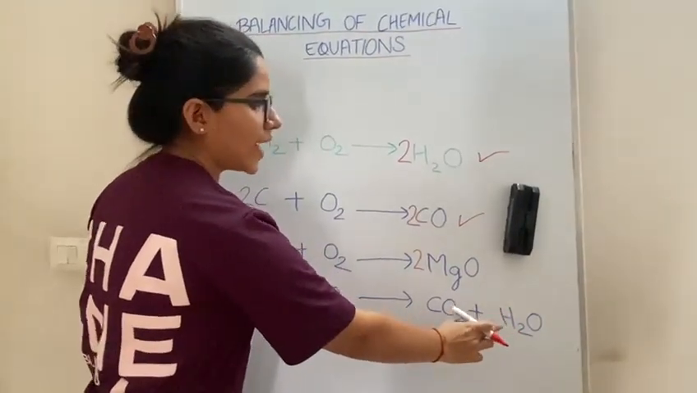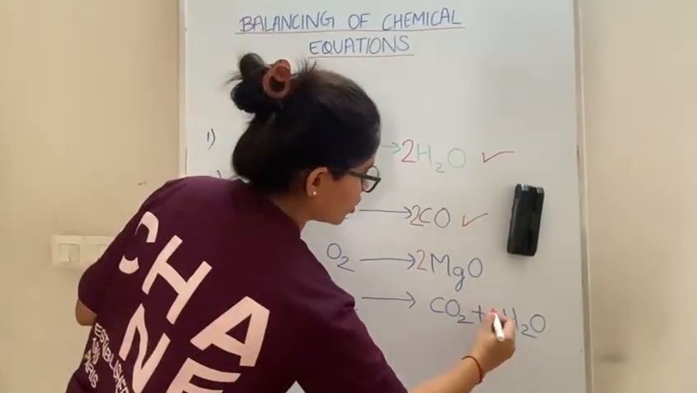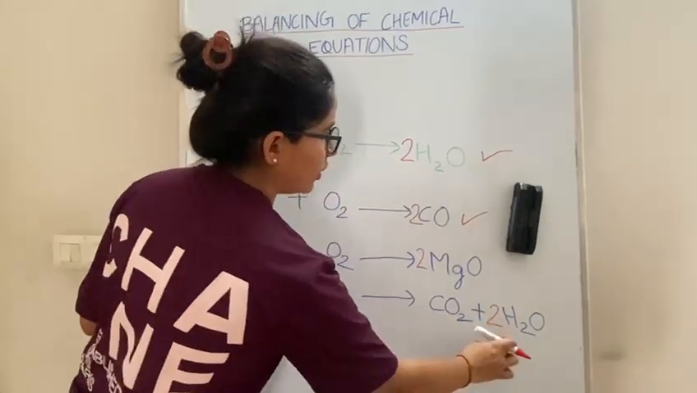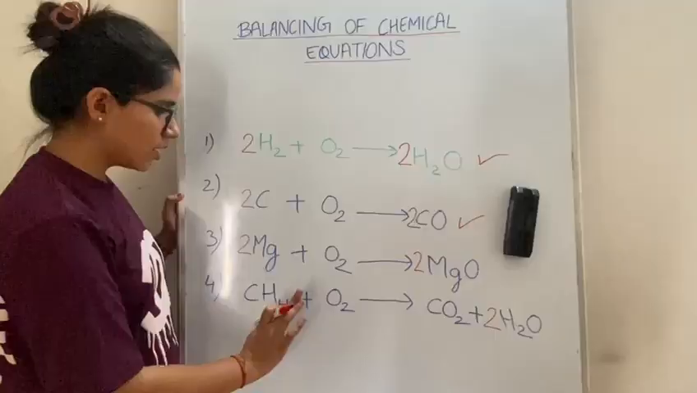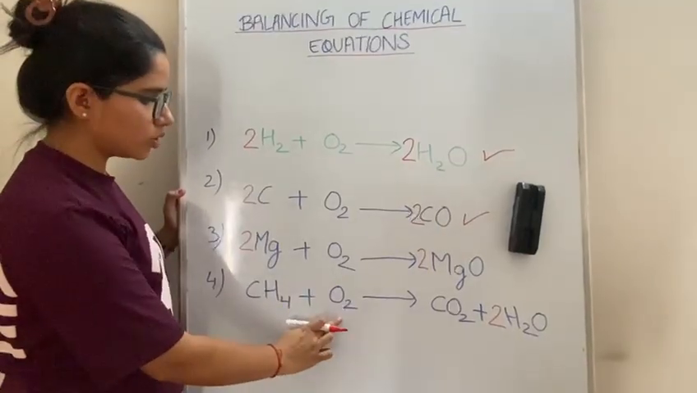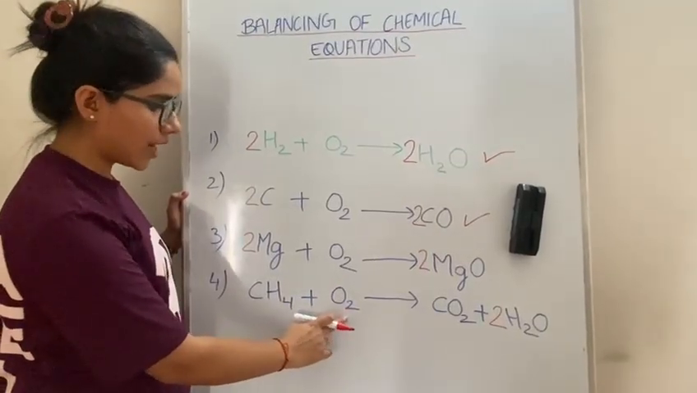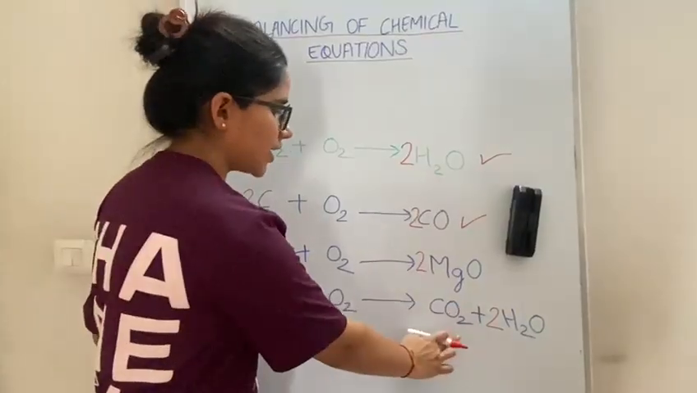So to make it 4, I can multiply it by 2. So I will put 2 here. 2 into 2, it is also 4 now. And it is also 4. It is done. Now we will proceed on to oxygen. Here we have 2 atoms of oxygen. And let us check here also.